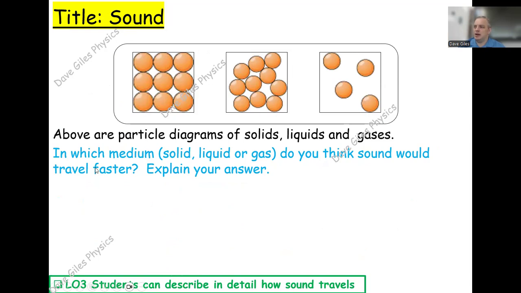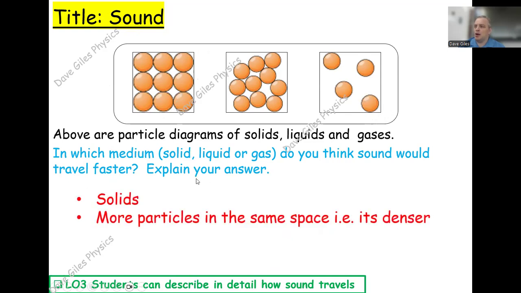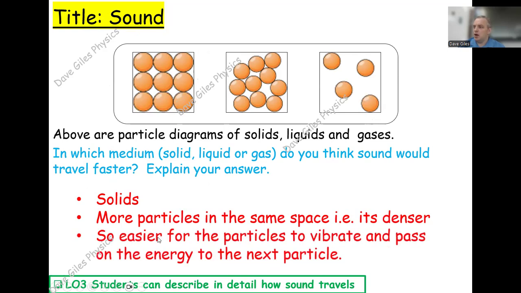So, quick question, you can have a go at this yourself and pause it. In which medium, solid, liquid, or gas, do you think sound would travel faster? Explain your answer. Well, the answer is a solid. More particles in the same space, i.e. it's denser, so the particles are closer together. So it's easier for the particles to vibrate and pass on the energy to the next particle.